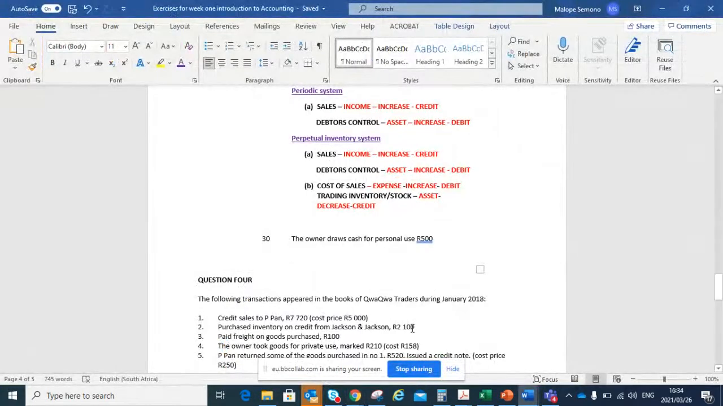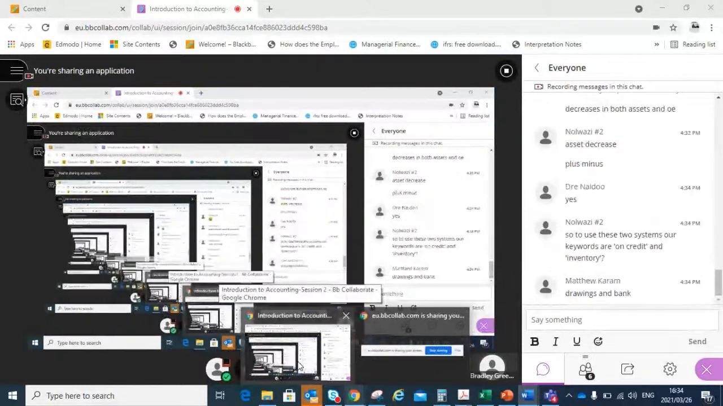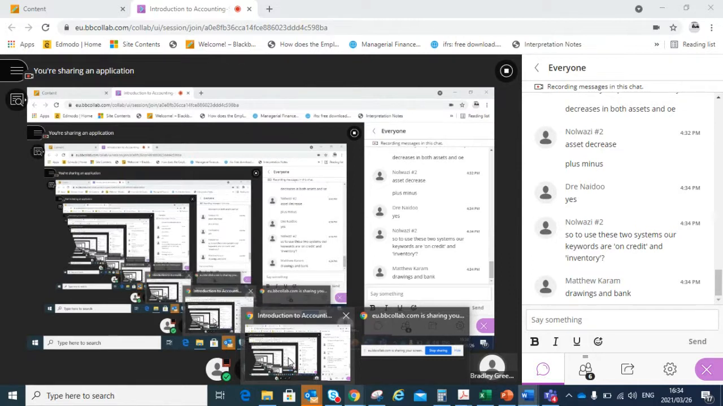Thank you. Please give me the 2 accounts for the 30th. Perfect, thank you. Okay, there's a question here. So to use these 2 systems, our keywords are credits. That's true. Can you see now? You have to check whether. Okay, come again. Which system are you referring to? Are you referring to the inventory system?